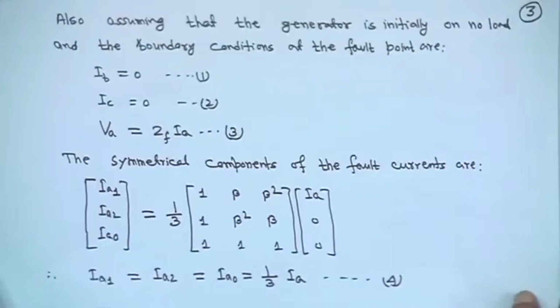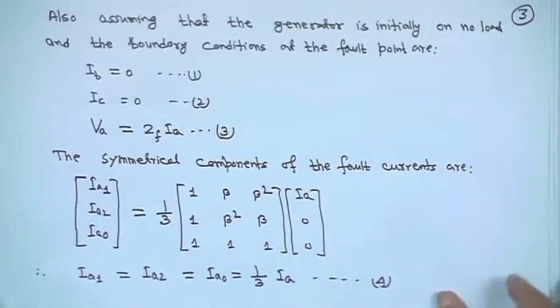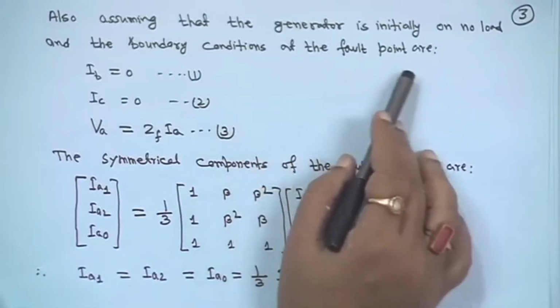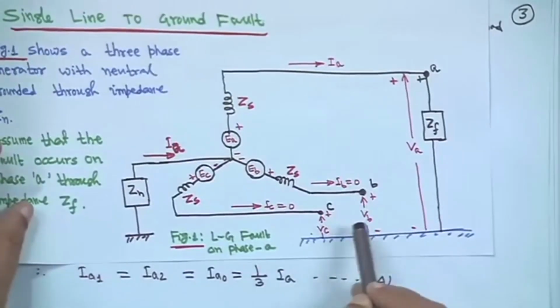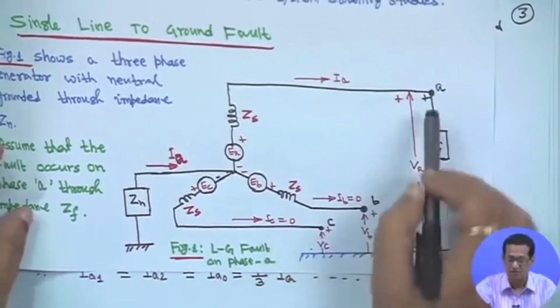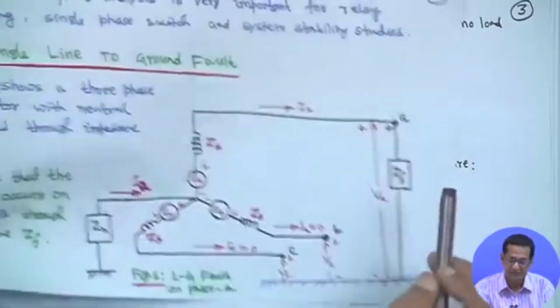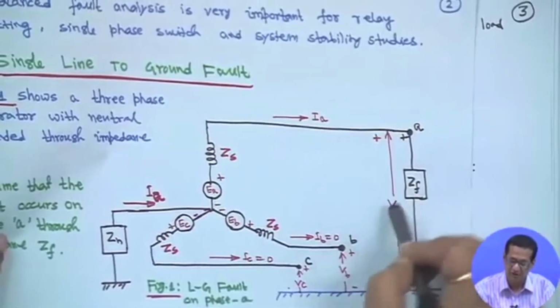In this case, we will make some assumption that the generator is initially on no load, and the boundary conditions at the fault point are that IB is equal to 0 and IC is also equal to 0, because the fault has occurred in phase A, and VA is equal to Zdf IA. This IA is the fault current going to the fault. So, VA is equal to Zdf into IA.